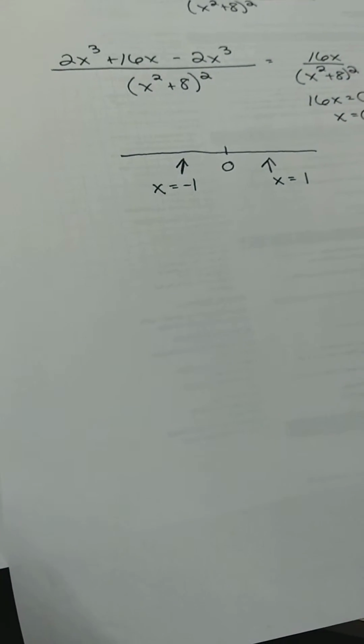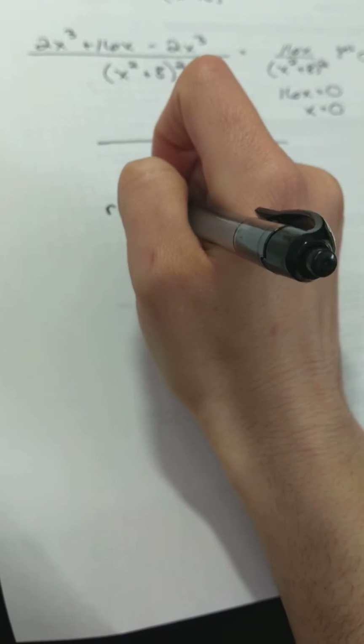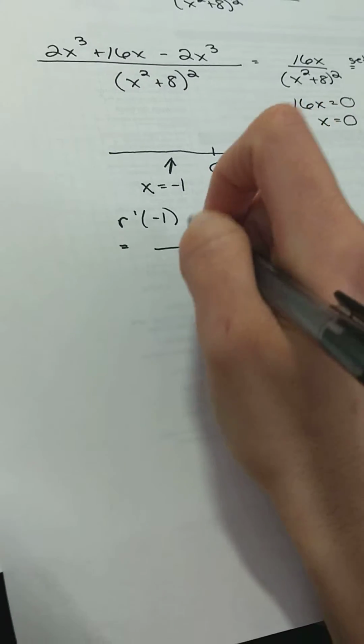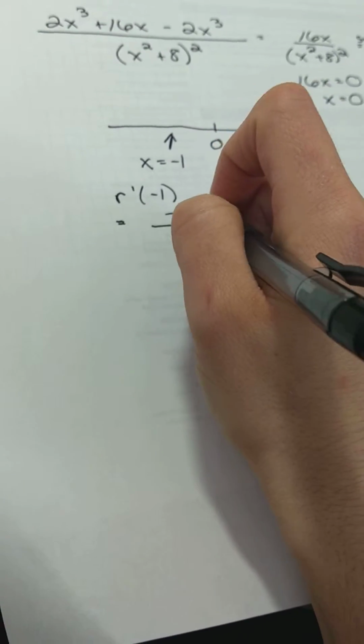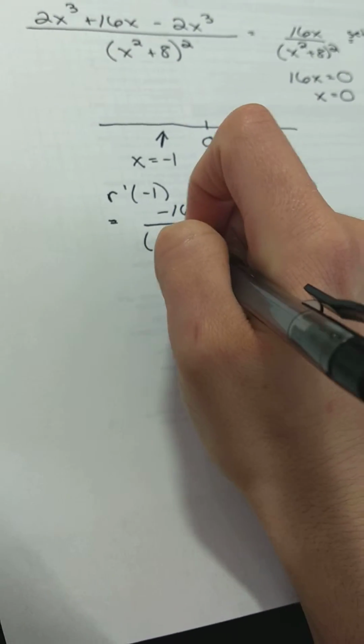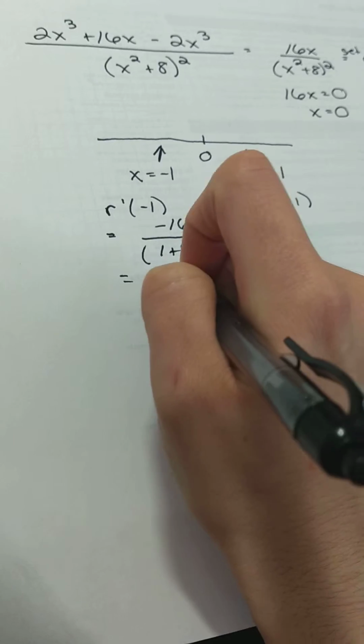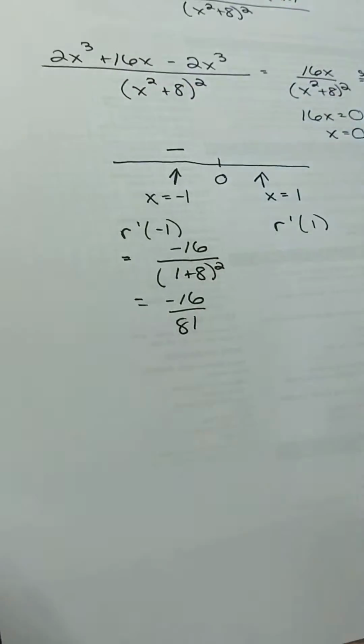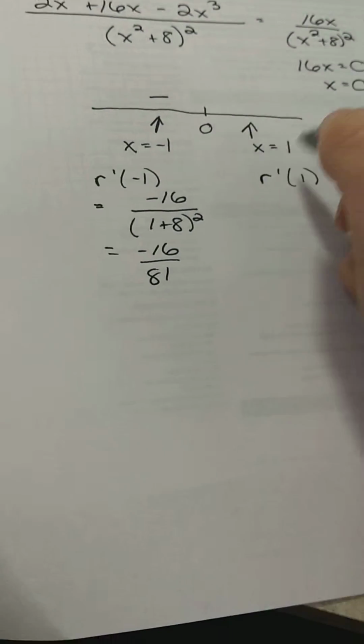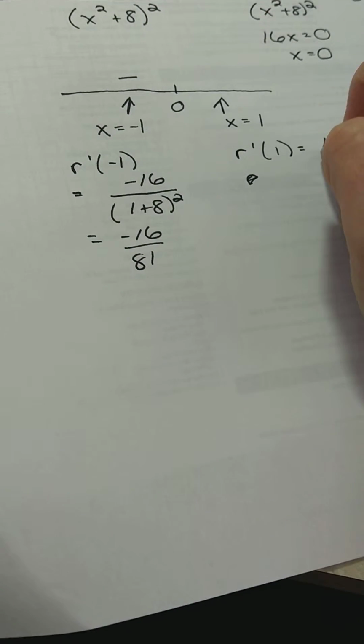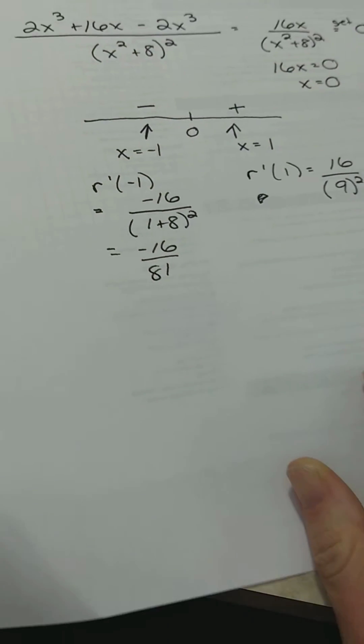We're going to pick our favorite value less than 0 and our favorite value bigger than 0, and plug them into our first derivative. So that's going to be 16 times negative 1, which is negative 16, over negative 1 squared, which is a positive 1, plus 8, squared. This gives me negative 16 over 81, so that's going to be negative. In the same breath, looking at r prime of 1, that's going to be 16 times 1, which is 16, over 1 plus 8, which is 9, squared. So that gives me 16 over 81, which is positive.